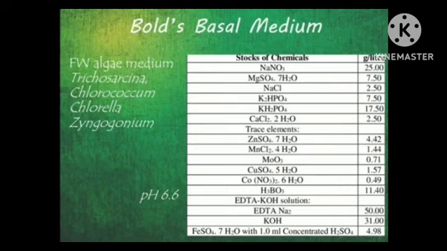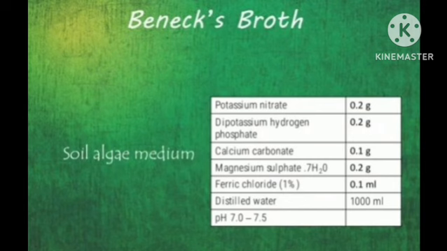And next one, Bristol's broth. This is a soil algae medium. The composition is for 1000 ml distilled water, with pH 7.0 to 7.5. It is simpler than BBM, with lower concentrations of components. It is used specifically for isolating and culturing soil algae. This is important for soil samples.